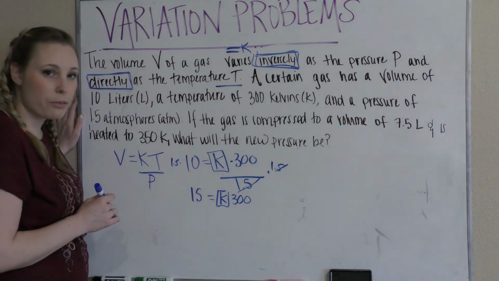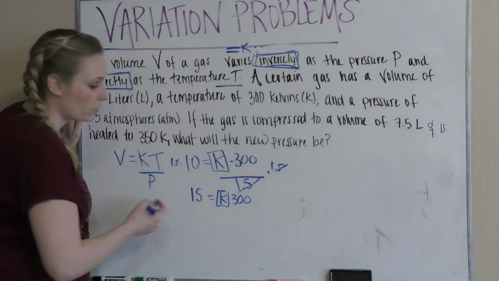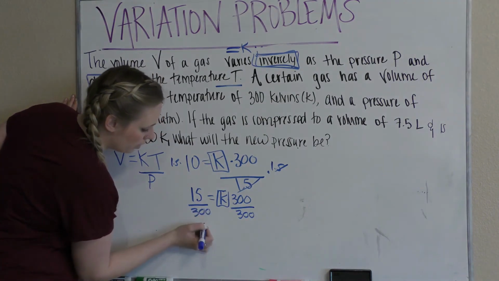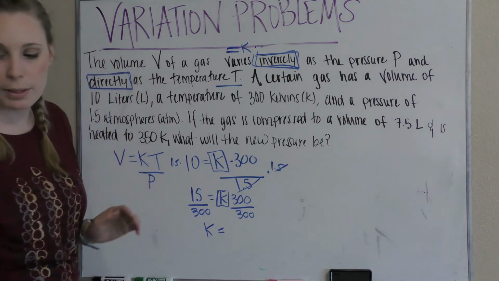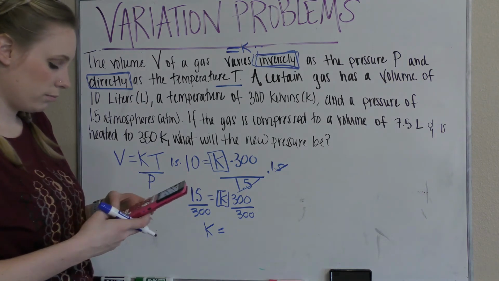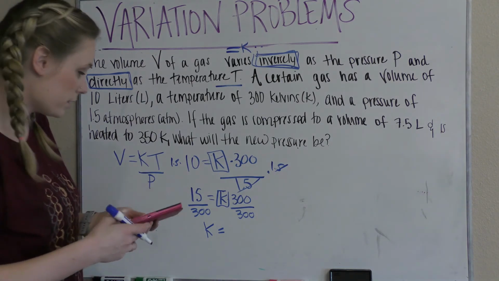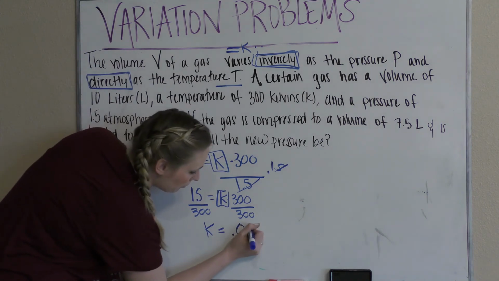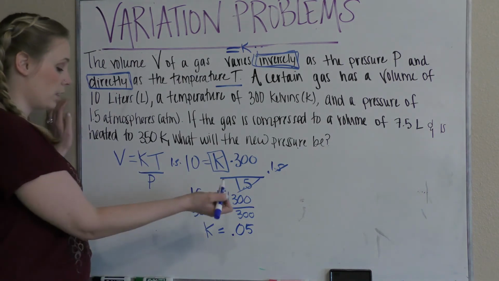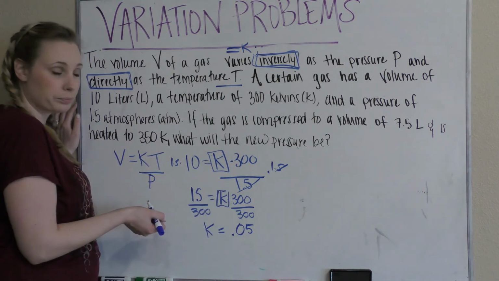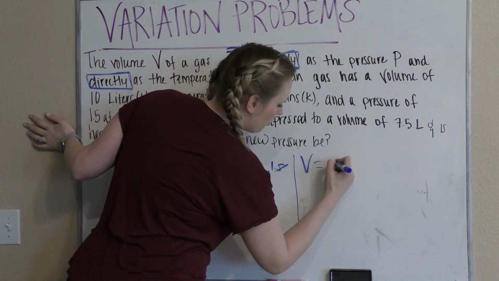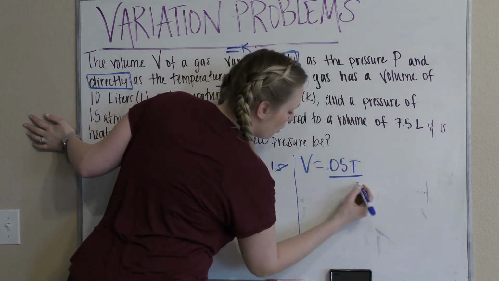How do we get K by itself? We divide by 300. So K equals 15 divided by 300, and it would make sense that it's going to be a small number. I did times in my calculator like a doofus. And K is 0.05. So our variation constant here is 0.05, which means I can write an equation. My equation is going to be V equals 0.05 times T all over P.